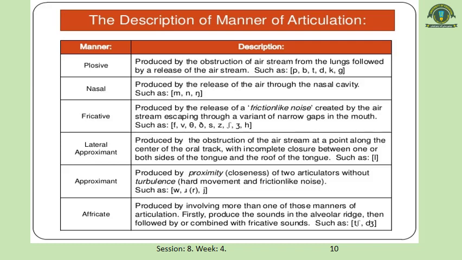Then the next manner is approximant. Produced by proximity, closeness of the two articulators without turbulence. There is no turbulence, no hard movement and friction like noise. No turbulence. Such as W, R, and Y. W, wall; R, ring; no turbulence you can feel. Y, yes, yesterday.